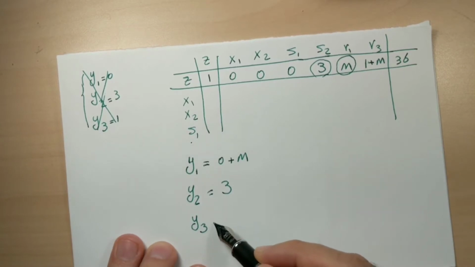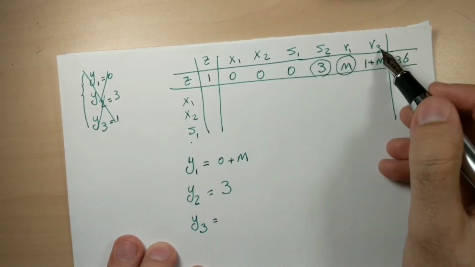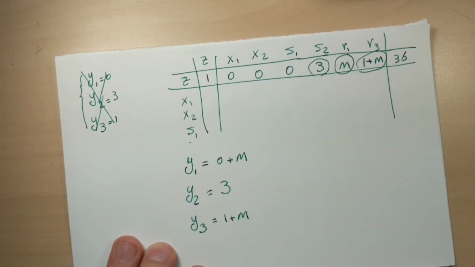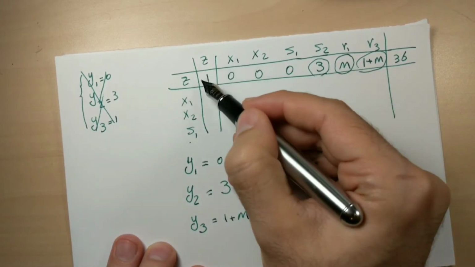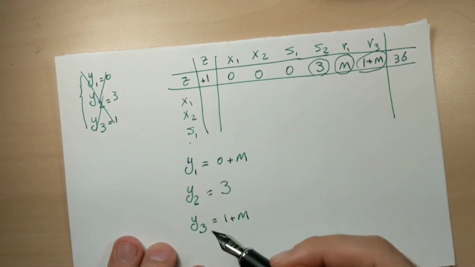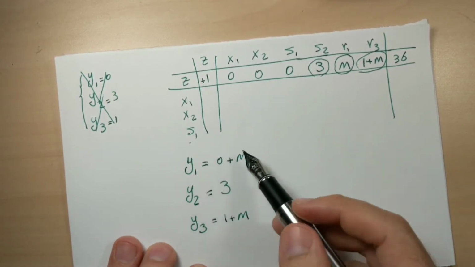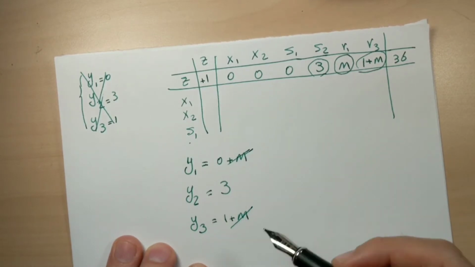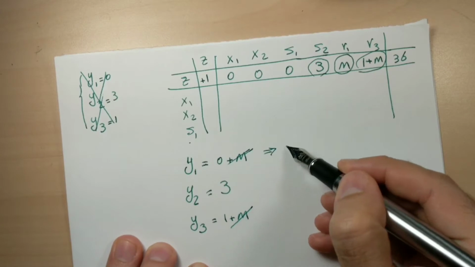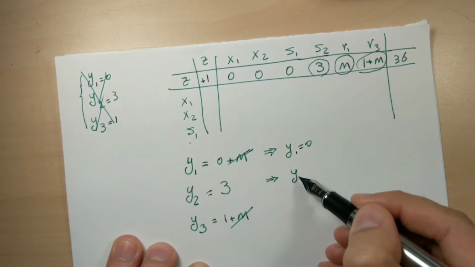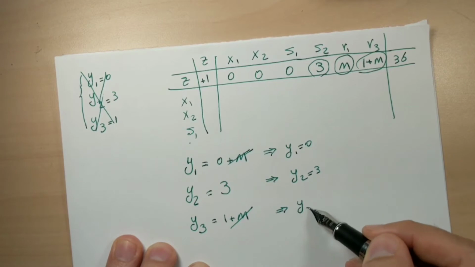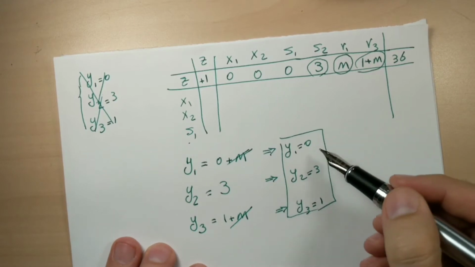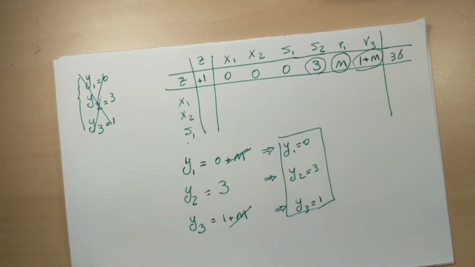For y3, we have just r3, the artificial variable, 1 plus M. It's a maximization problem because here we have positive 1. Since it's a maximization problem, you don't need to multiply the result by negative 1. So you just need to remove M wherever you have it, and you have your shadow prices. That's it. So from the final table of the primal problem, you could find the optimal solution of the dual problem.